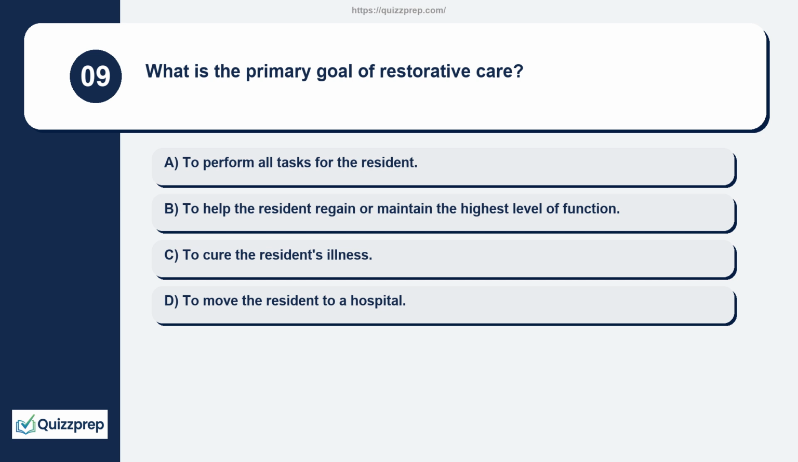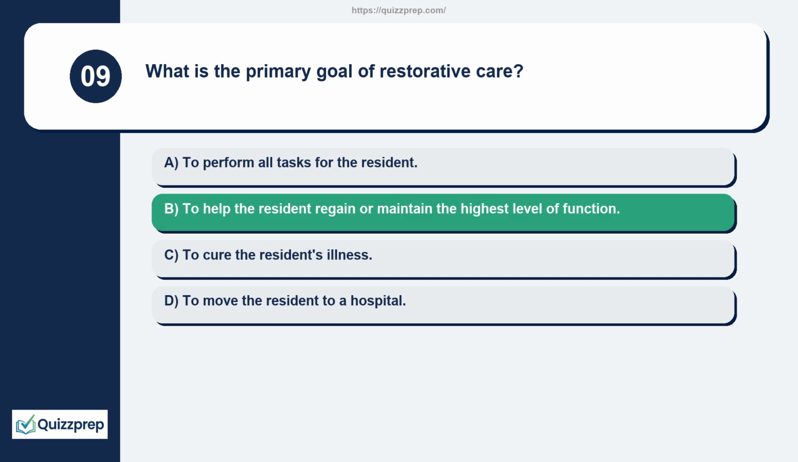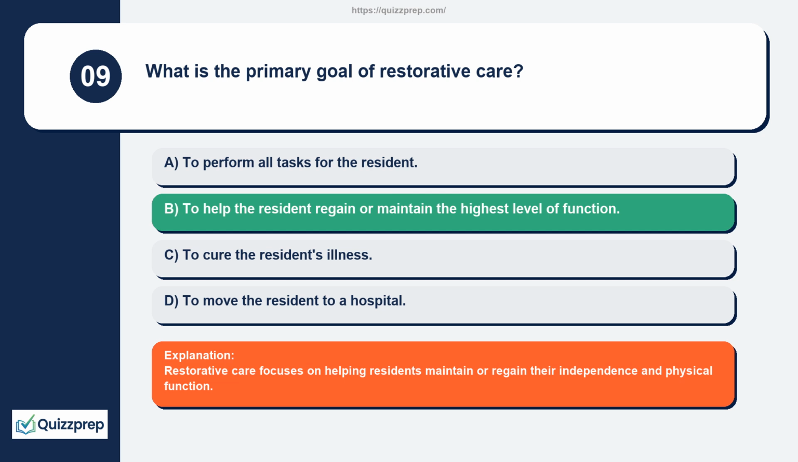Question 9. What is the primary goal of restorative care? To perform all tasks for the resident. To help the resident regain or maintain the highest level of function. To cure the resident's illness. To move the resident to a hospital. Restorative care focuses on helping residents maintain or regain their independence and physical function.